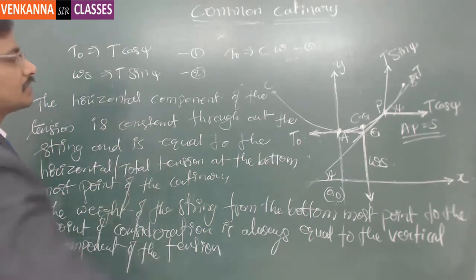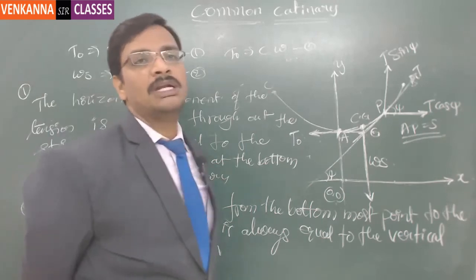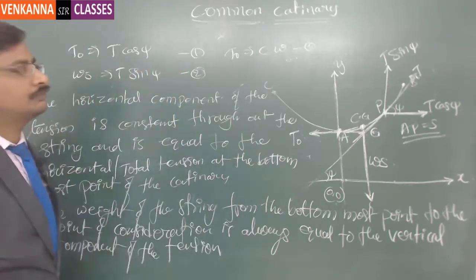And the horizontal tension is always equal to the parameter multiplied by weight per unit length. That is the third conclusion. So that is this one.